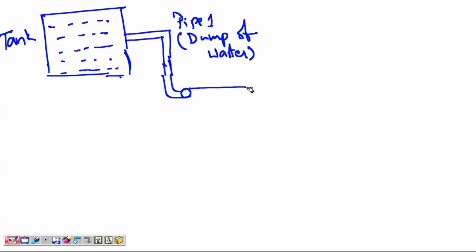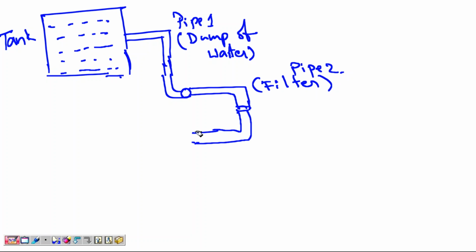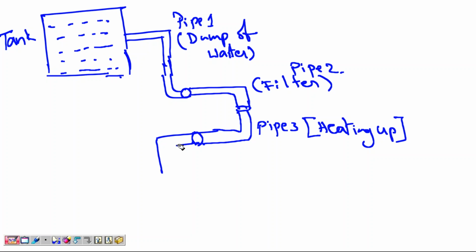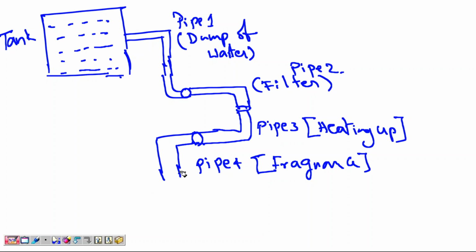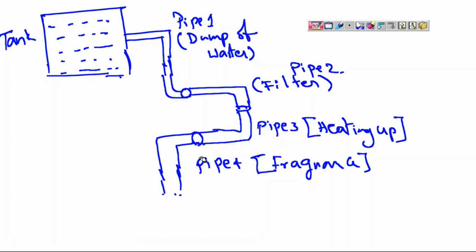For this pipe, I'm adding one more pipe here. So here I'm adding some filter, which cleans the dust. This is pipe 2. Again for this, one more pipe I'm adding, which is pipe 3. Here the operation is heating up, some geyser I am adding, I am making the water hot. And the fourth pipe, that means the fourth operation, which is pipe 4. Here I am adding some fragrance, some perfume, let's assume like this. Totally 4 pipes are involved here.